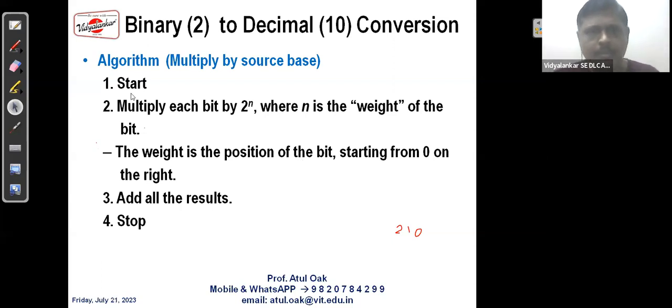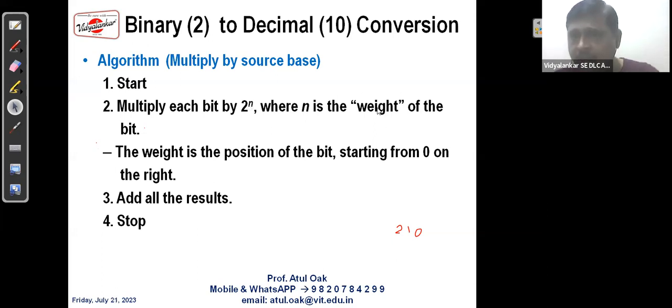Simple. You have to multiply every bit by 2 raised to n. Now why 2? Because it's the source base. Okay. My binary base is 2. That's why. And what is n? N is the weight.